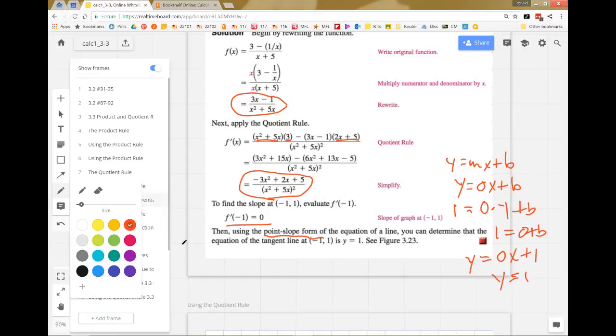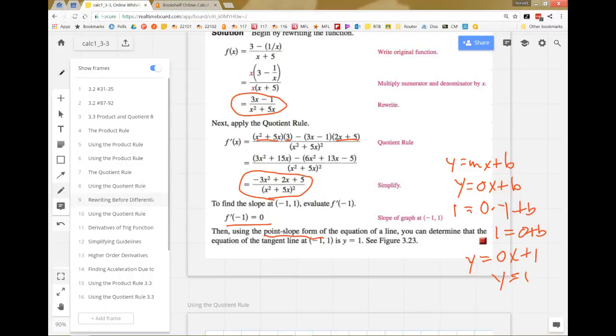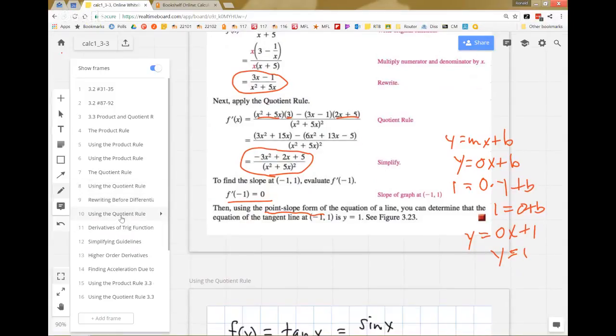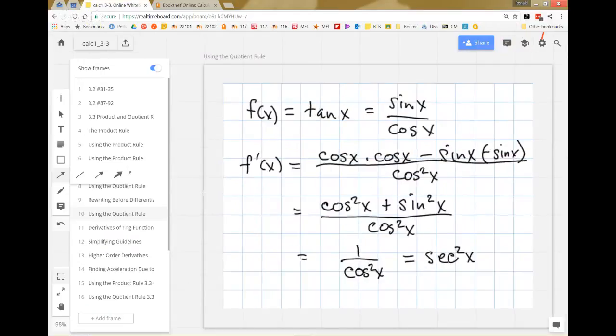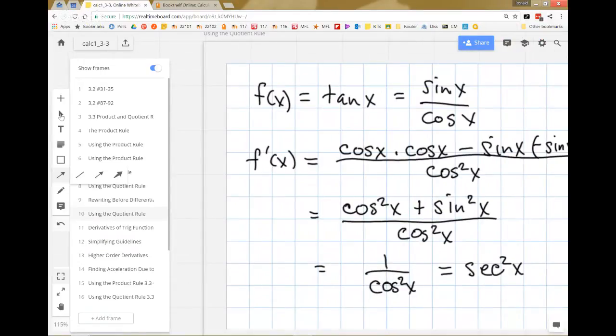Any questions? All right. So now let's do another quotient rule here. Okay, and you notice we're going to do a little trigonometry.